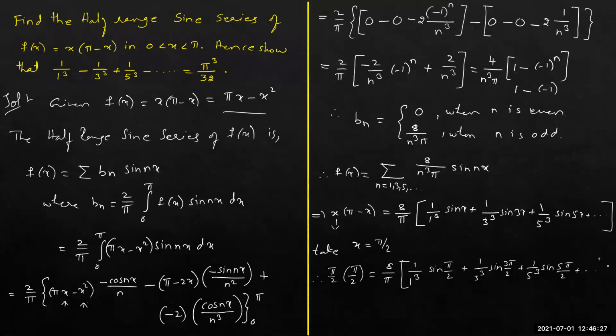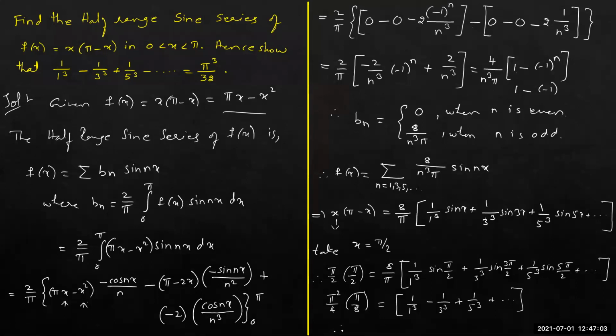So it is equal to pi square by 4. I'm also sending 8 by pi to the other side. Pi square by 4 into pi by 8 now, when you send 8 by pi to this side, into 1 by 1 cube plus, we'll get sine 3 pi by 2 as negative, you know, minus 1 by 3 cube. Then again, sine 5 pi by 2 is plus, so 1 by 5 cube and so on. And that's what you're asked to prove, in fact.